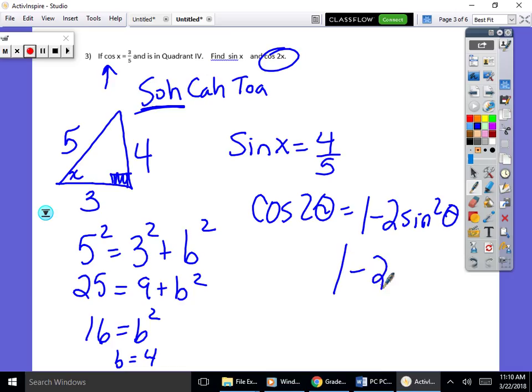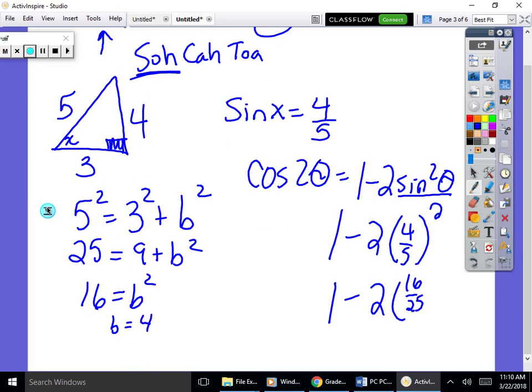Okay? 1 minus 2, you just told me what sine theta is. What is it? What is sine theta? 4 over 5 squared. This problem looks scarier than it is. You just replaced the trig and the theta with the value you told me. So 1 minus 2 times 16 over 25. Where did 16 over 25 come from? Squaring it. So 1 minus 32 over 25.